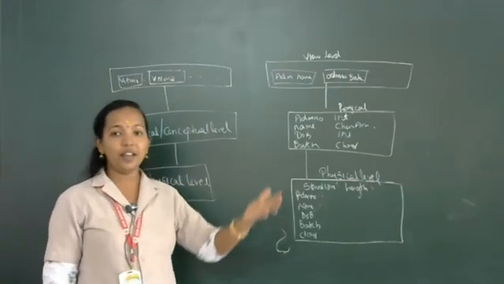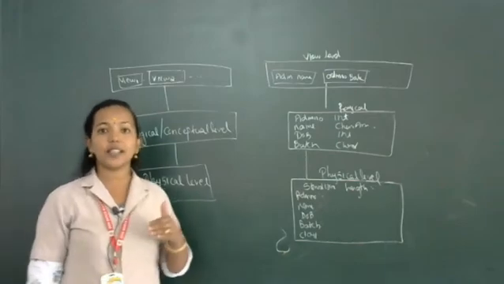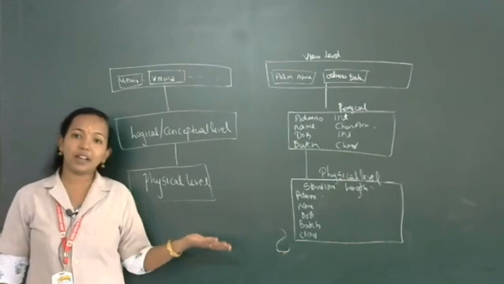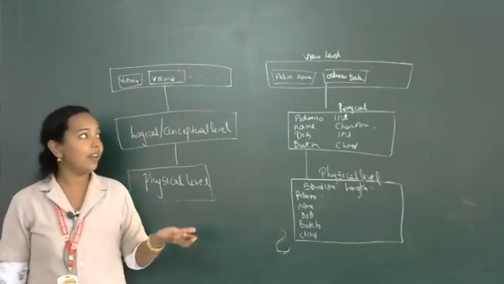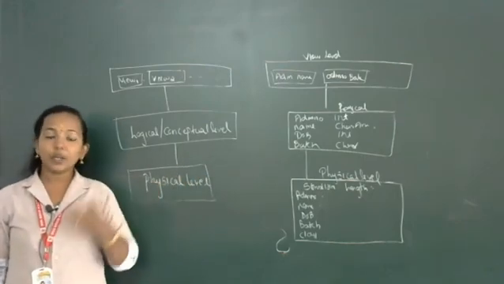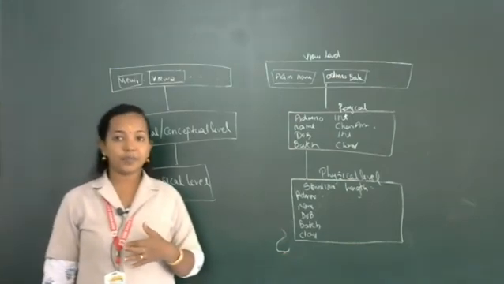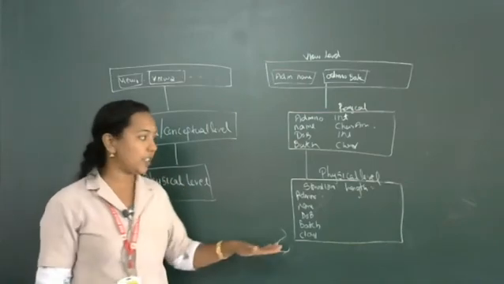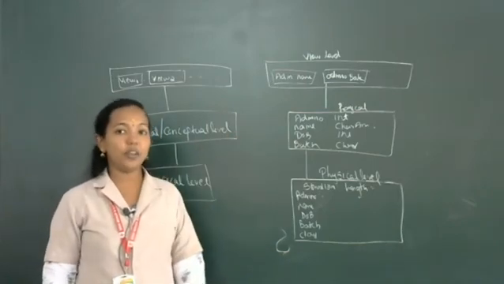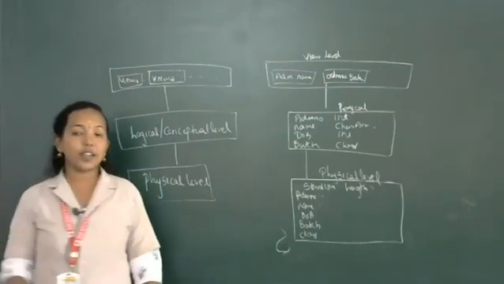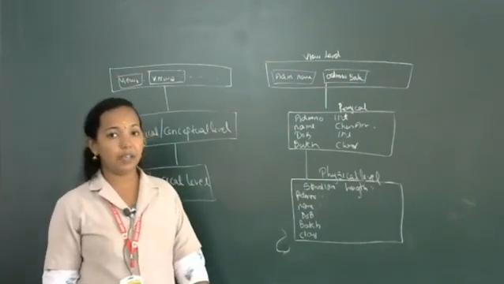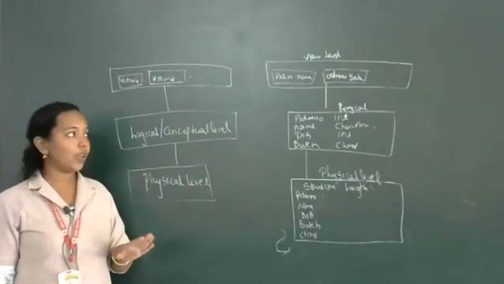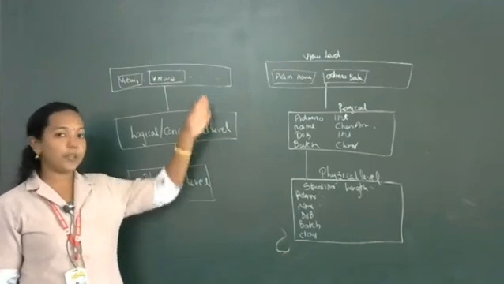Then the highest level is the view level. According to the user's choice we get the result. If the user only requires admission number and name, then we will get only those; otherwise, we get the required information. So these are the three different levels of data abstraction. The lowest level is the physical level, the highest level is the view level. This is a very, very important question: data abstraction in DBMS, or the different levels of data abstraction in DBMS. Picture is a must.